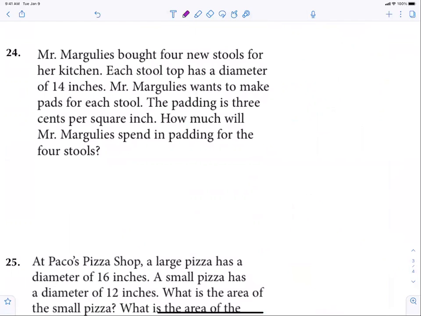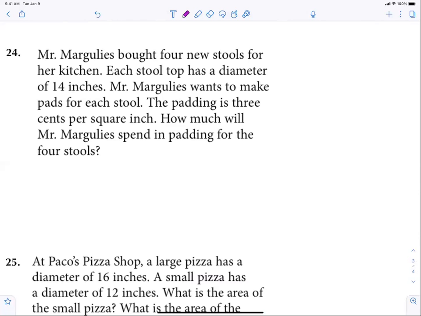All right. So Evan, I want you to read 24. She bought 4 new stools for her kitchen. Each stool top had a diameter of 14 inches. She wants to make pads for each stool. The padding is 3 cents per square inch. How much will she spend in padding for the 4 stools?